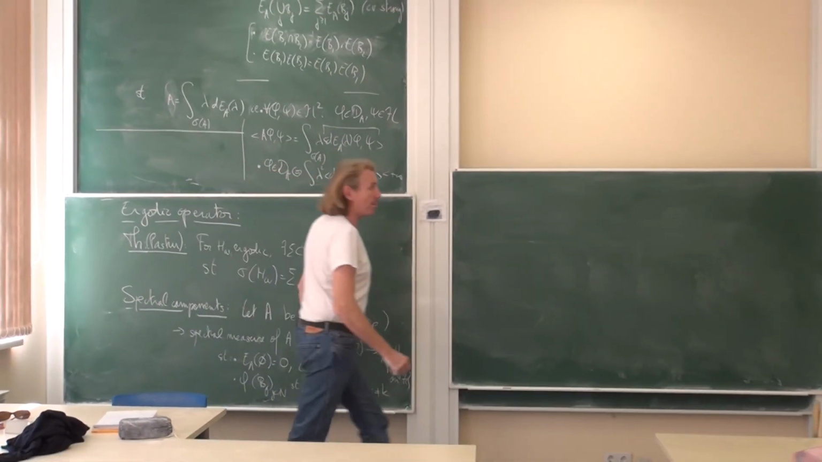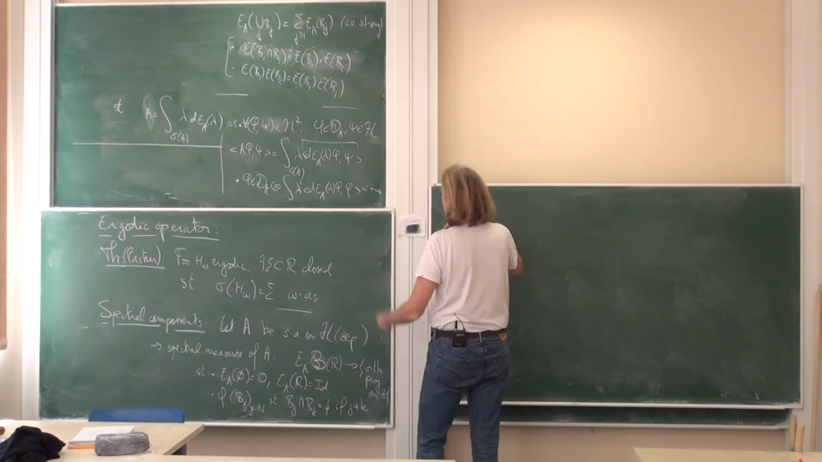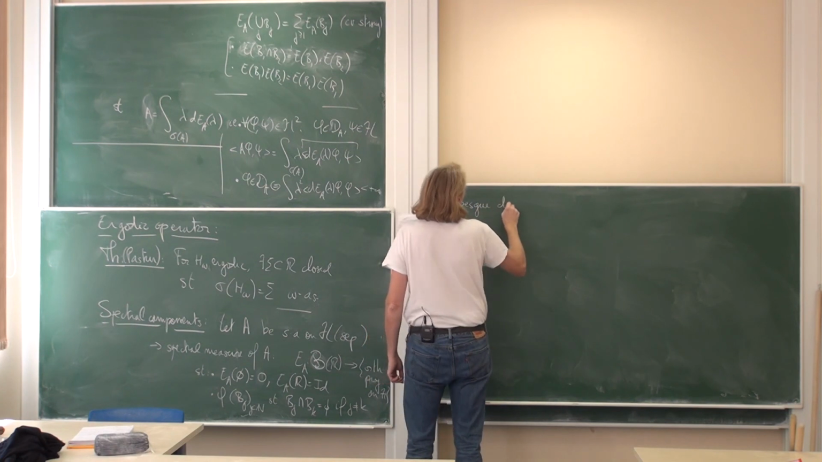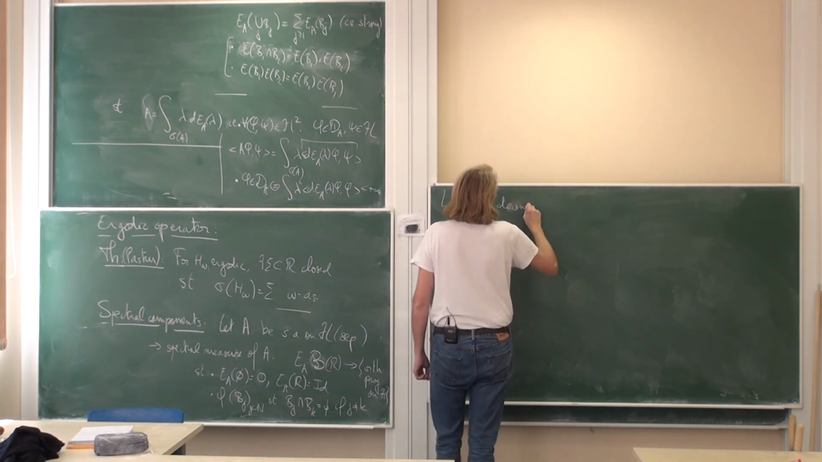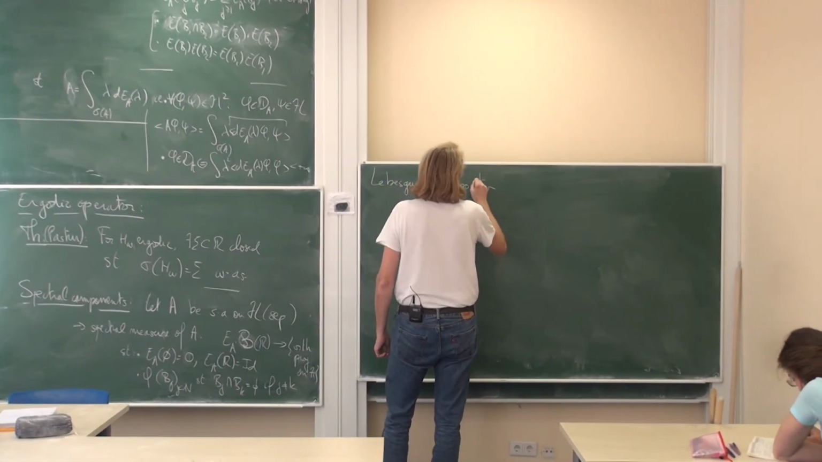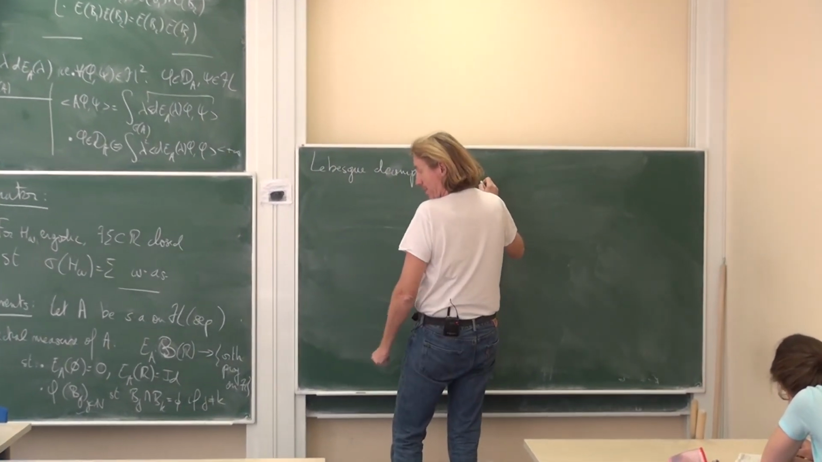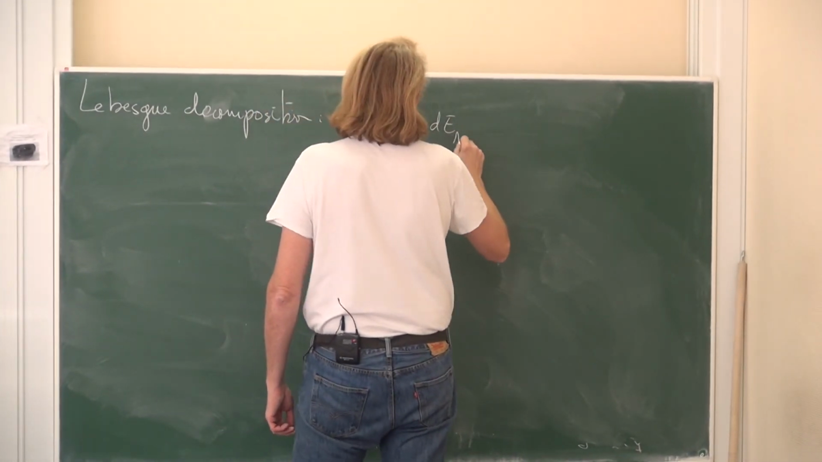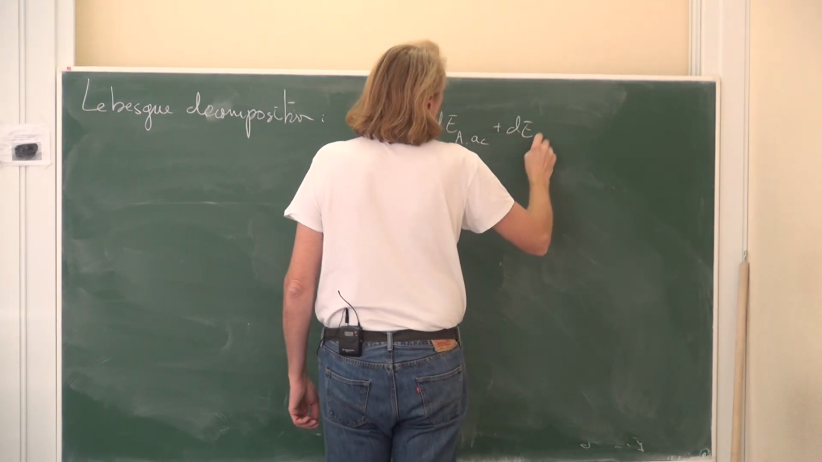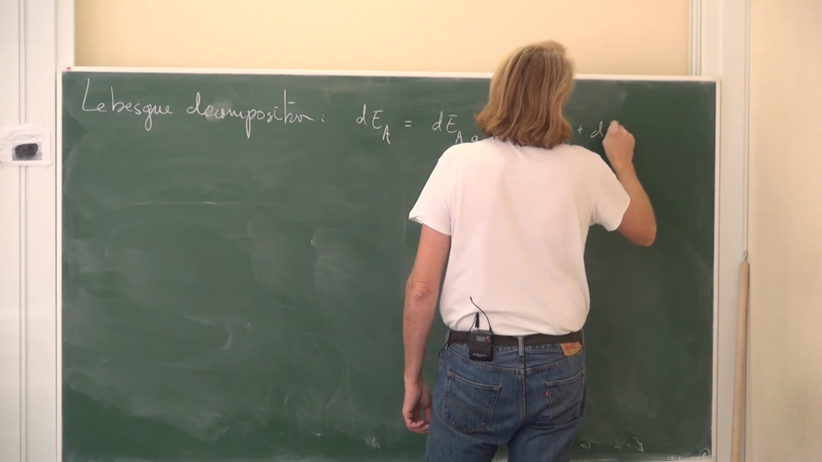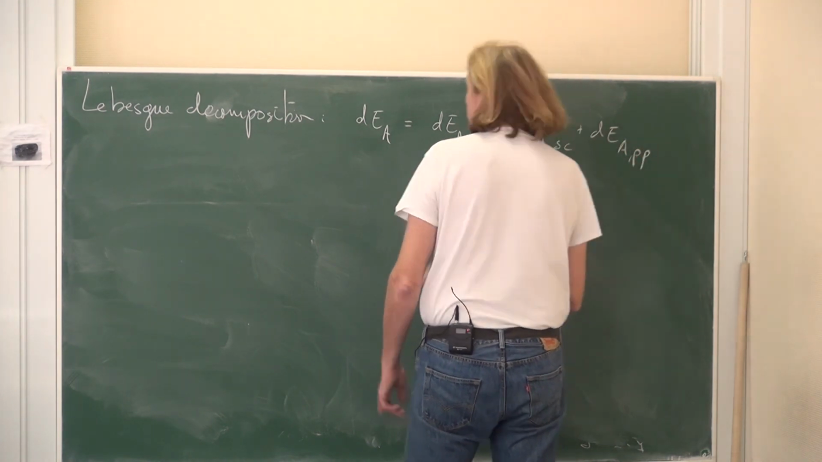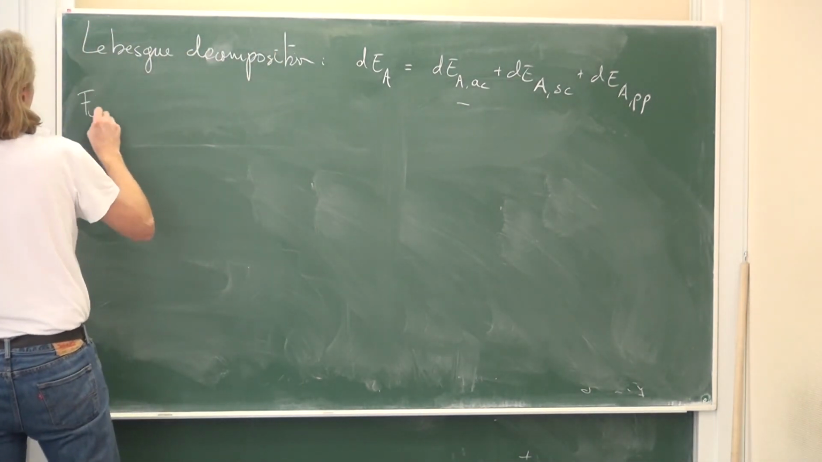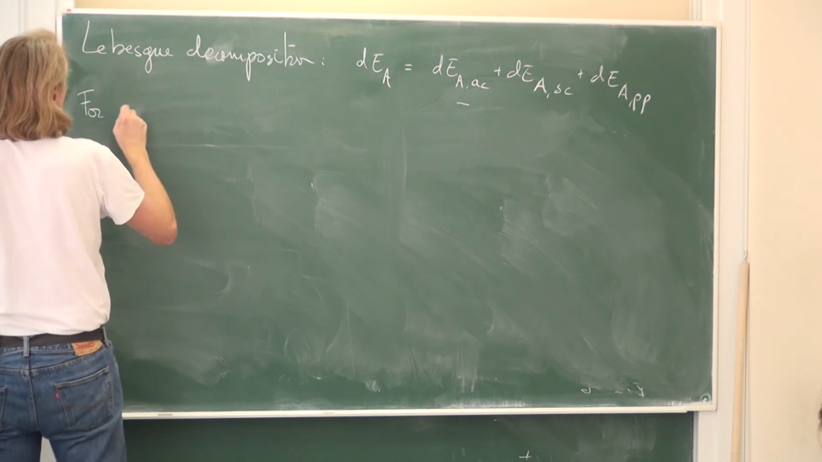Okay, and then, of course, there's one standard thing, that once you have this dE_A, you can do the Lebesgue decomposition. So you have this measure dE_A, and you can write it as dE_A absolutely continuous plus dE_A singular continuous plus dE_A pure point. So what does this mean? Well, you know that if you have a real or complex valued measure.